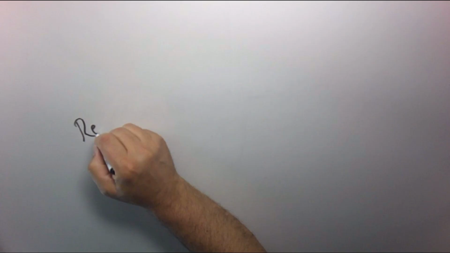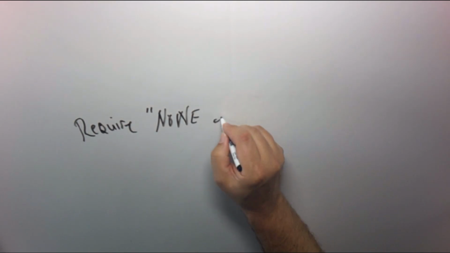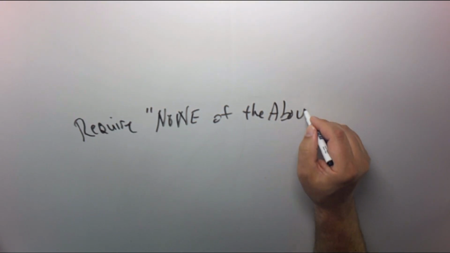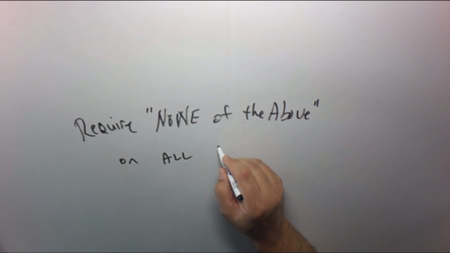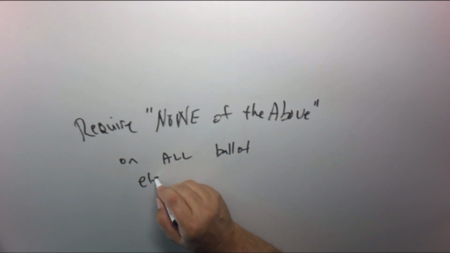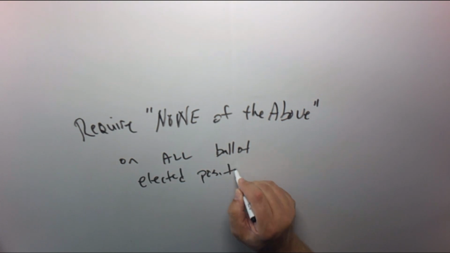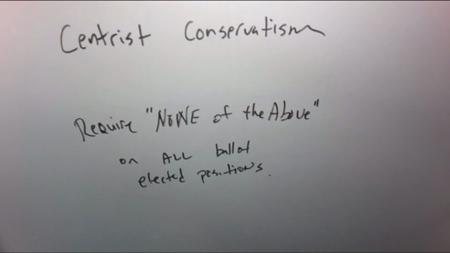This example demonstrates the importance of having none of the above as a possible choice on a ballot. Because none of the above can show the weakness of an incumbent and encourage challengers to challenge them in the next election, I believe requiring none of the above should be on all ballots for elected positions. This is just another proposal under the umbrella of centrist conservatism.